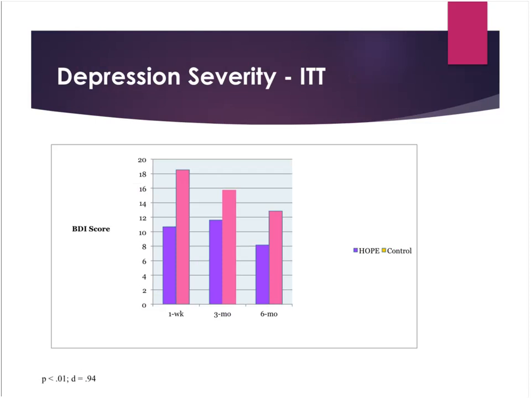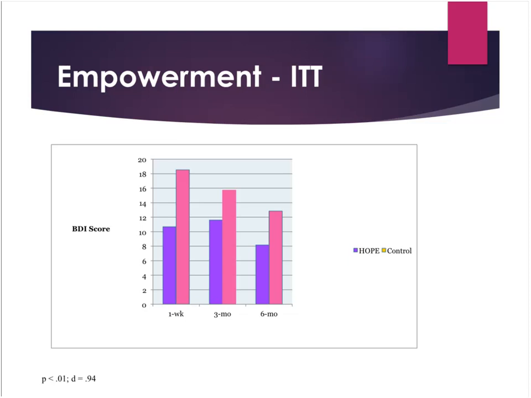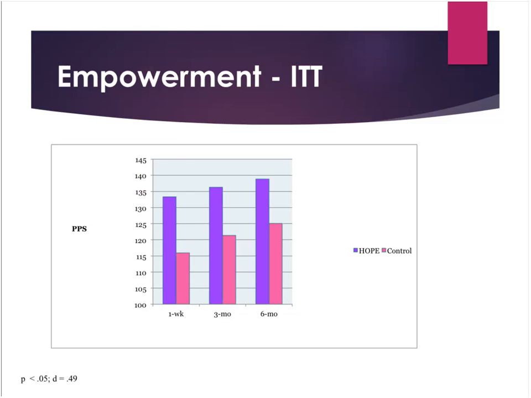We also found a significant difference on depression, in that women who received HOPE had less severe depression symptoms after leaving shelter relative to those who did not receive HOPE. And we also found increases in empowerment. So women who received HOPE scored higher on empowerment after they left shelter at each follow-up point relative to those who did not.